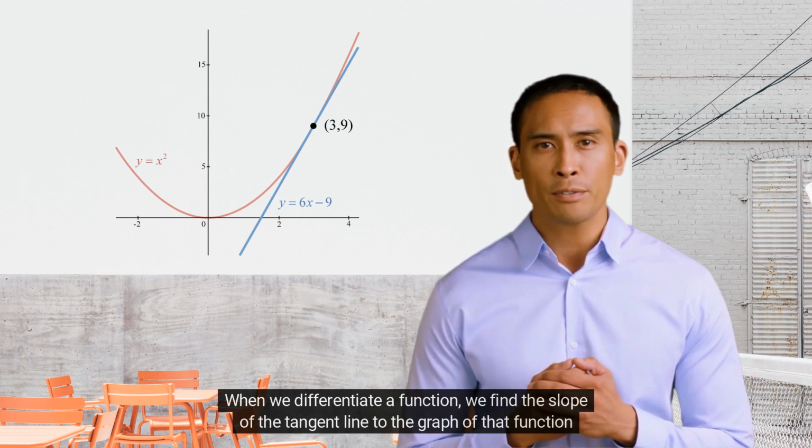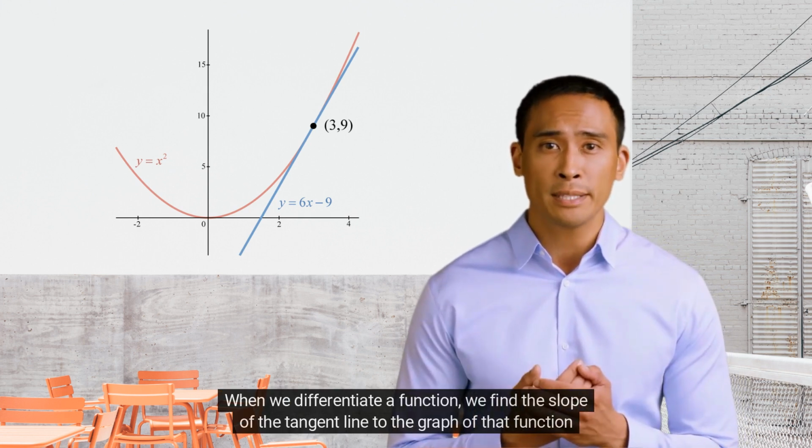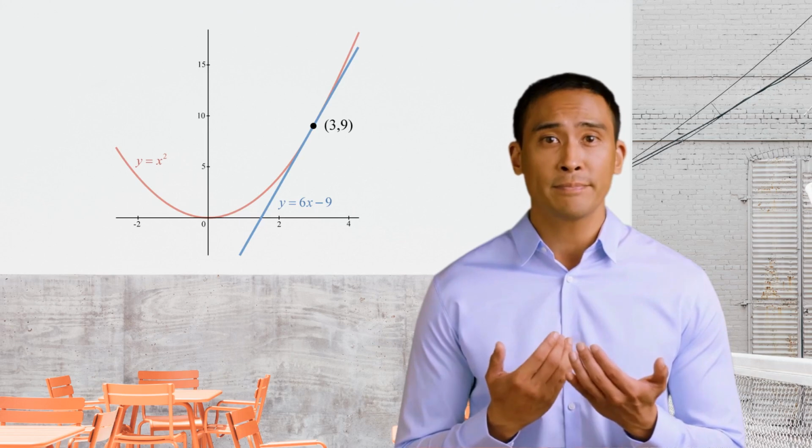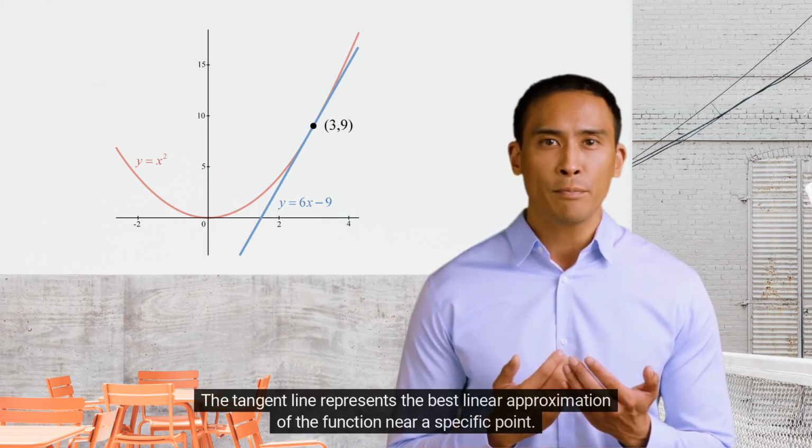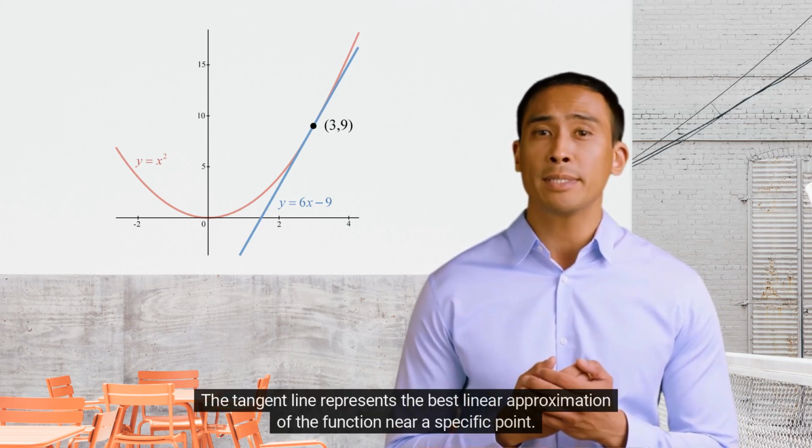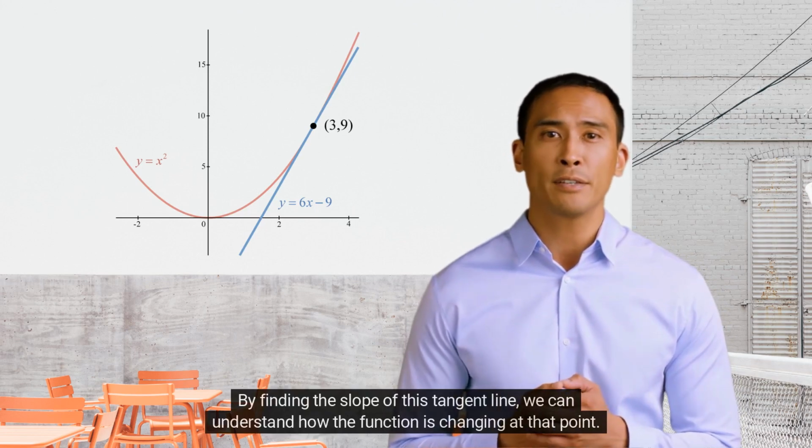When we differentiate a function, we find the slope of the tangent line to the graph of that function at any point. The tangent line represents the best linear approximation of the function near a specific point. By finding the slope of this tangent line, we can understand how the function is changing at that point.